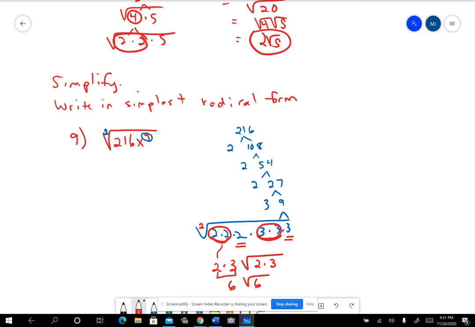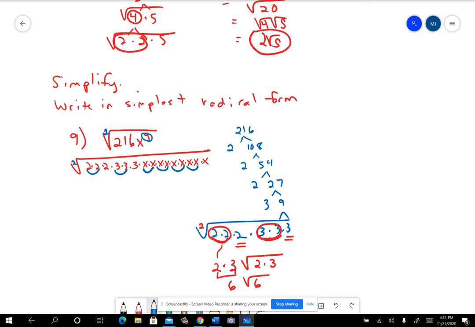Let me go ahead and write all this here. With 216, we had 3 2s and 3 3s. x to the 9th is 9 x's multiplied together. So we could think about it just like we did with our prime factorization, and we're trying to do a square root. Because the index is a 2, we're looking for pairs. So let's go through that again. And we've got a whole bunch of pairs of x's. Do you see that?